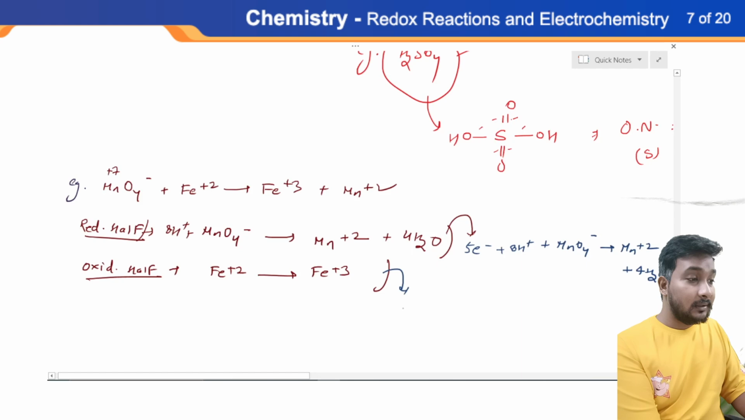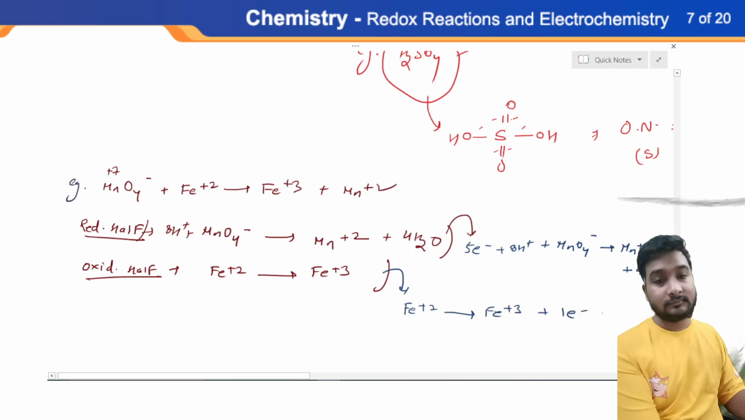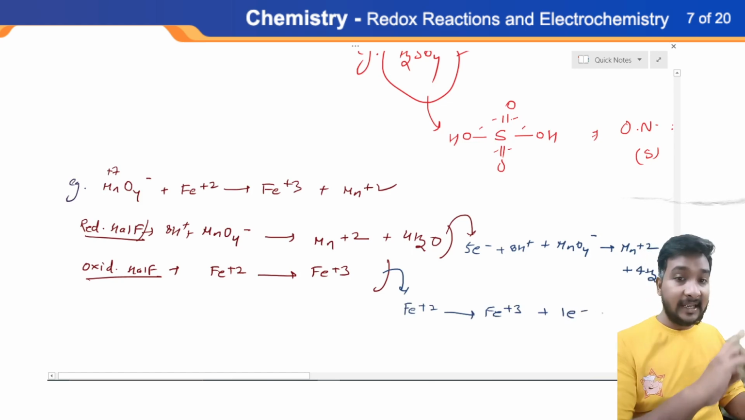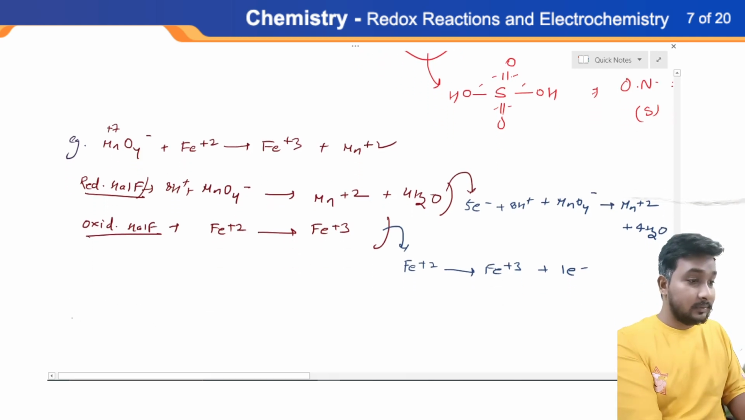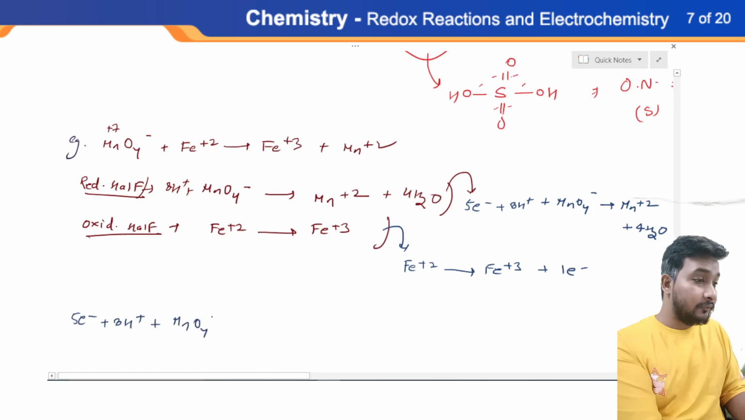In the second part, Fe plus 2 is converting into plus 3. It means it is releasing one electron. So, Fe plus 2 gives out Fe plus 3 plus one electron. To balance the charge, we have to multiply oppositely. So, 5 electrons plus 8H+ plus MnO4 minus gives out Mn plus 2 plus 4H2O.